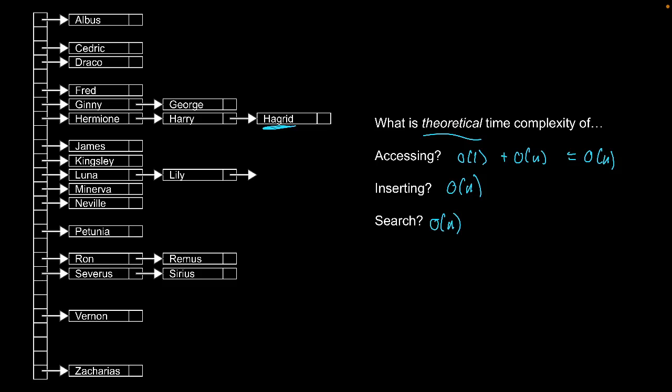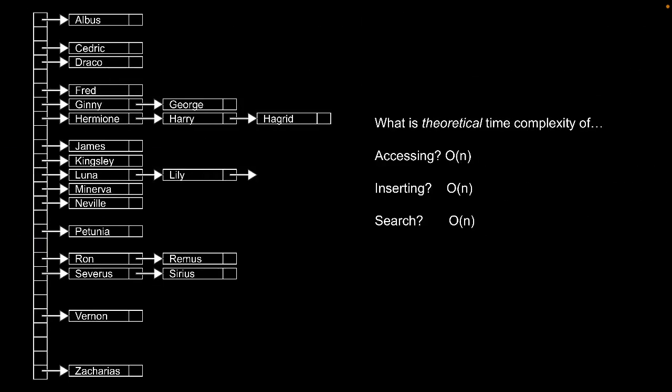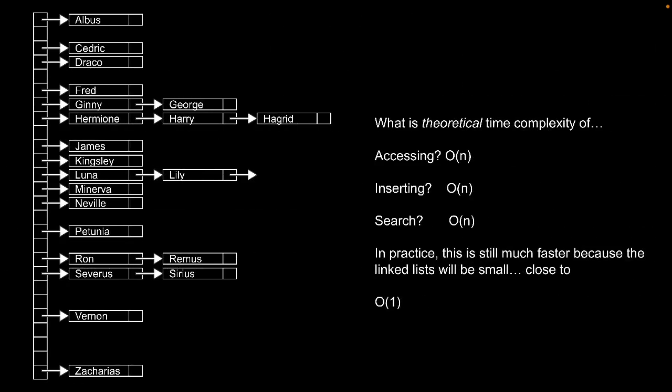So that's why we say theoretically, because in practice, the big O is kind of hiding a lot of those extra terms that aren't as big a deal, because it's just looking at the big O. But let's see if we have a slide down there. We answered these right here. The accessing, the inserting, and the searching are all theoretically big O of n, but in practice, this is still much faster because the linked list will be small.